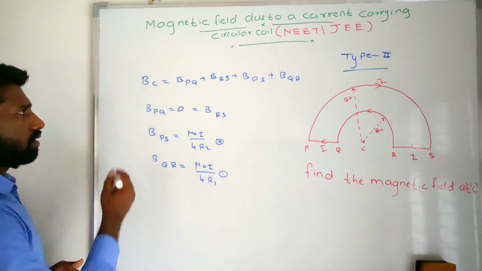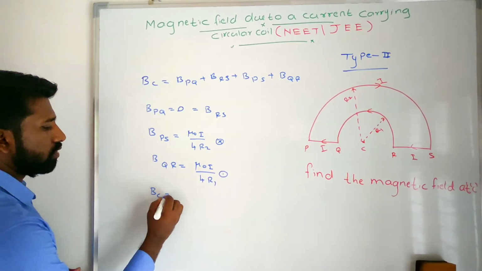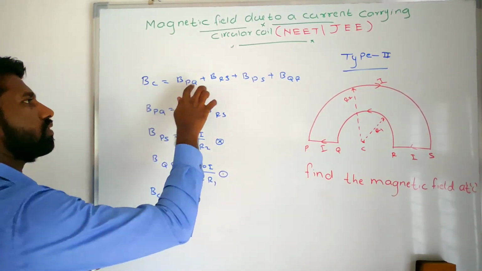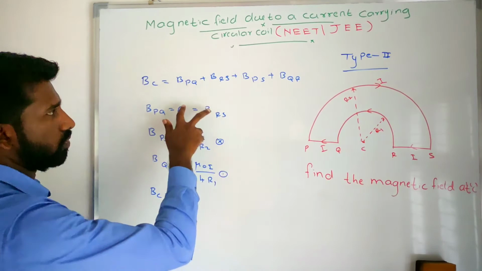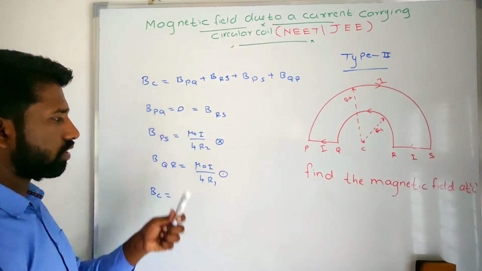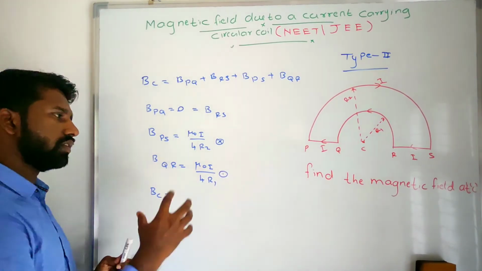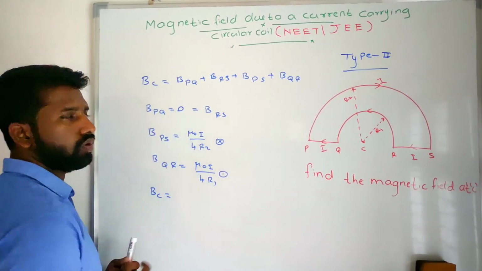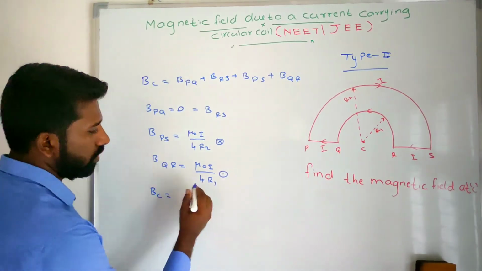So the net magnetic field BC is due to the magnetic field from these two portions plus these two portions. This is 0. These two are in the opposite direction, so the net magnetic field is the higher value minus the lower value. Which is the higher one?